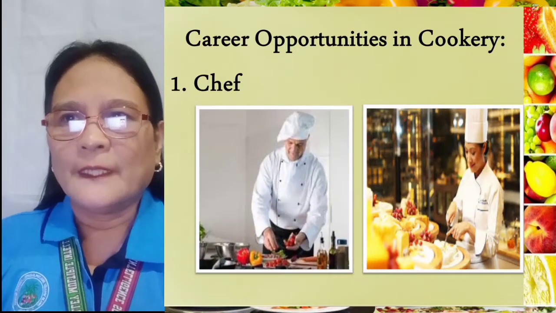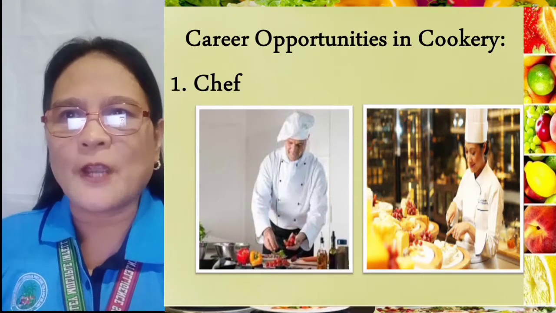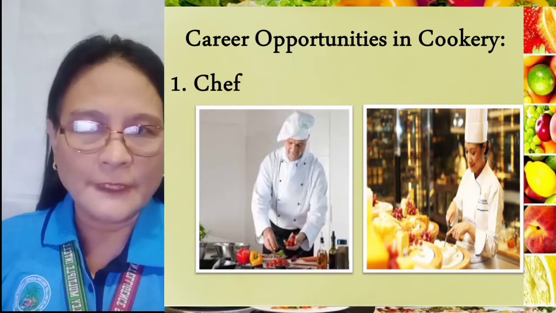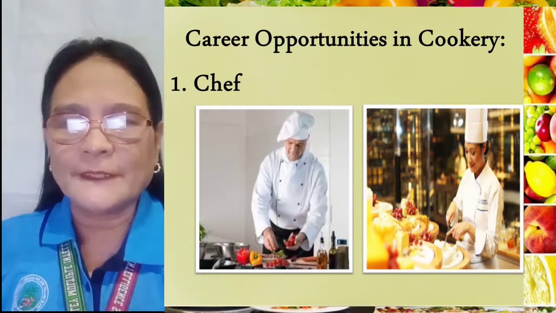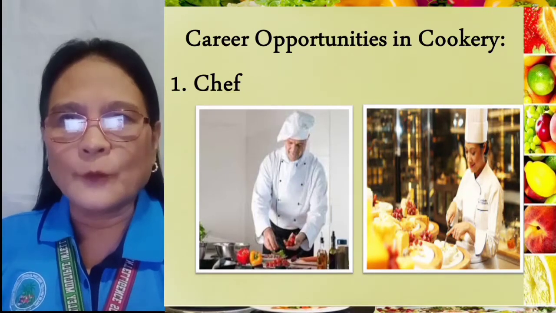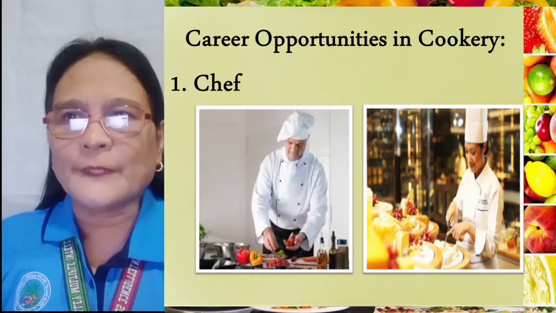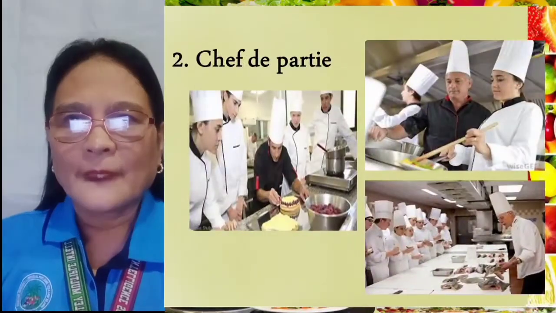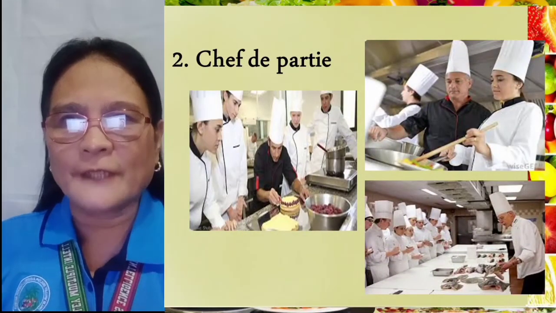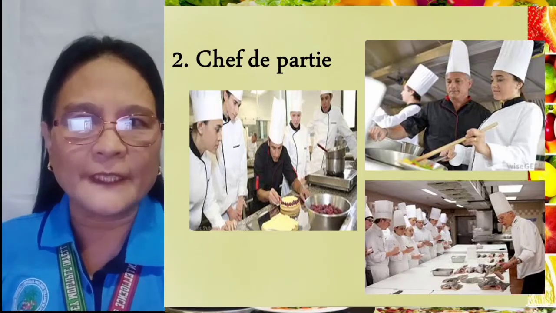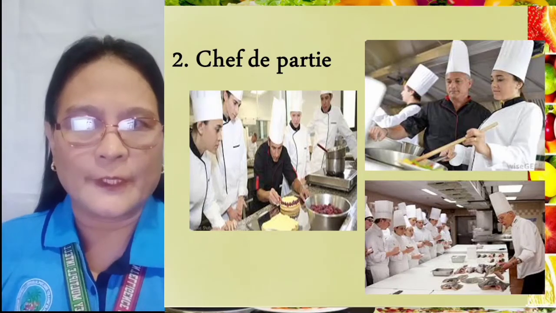Number 1 is chef. It is a person in charge inside the kitchen, responsible for production such as menu planning, purchasing, costing, and planning the schedules of staff. Number 2 is the chef de partie. Chef de partie is in charge of several chefs, cooks, and assistants in a particular area of the food production.